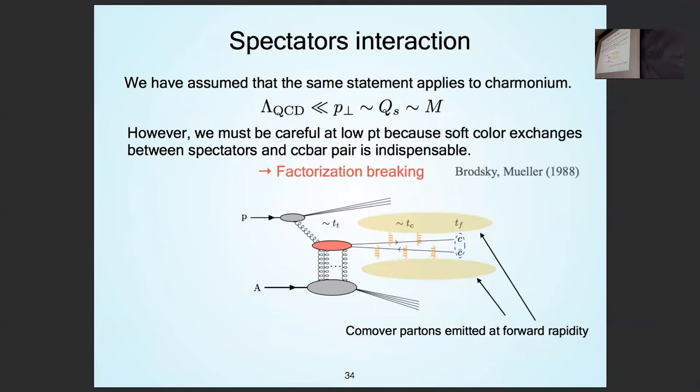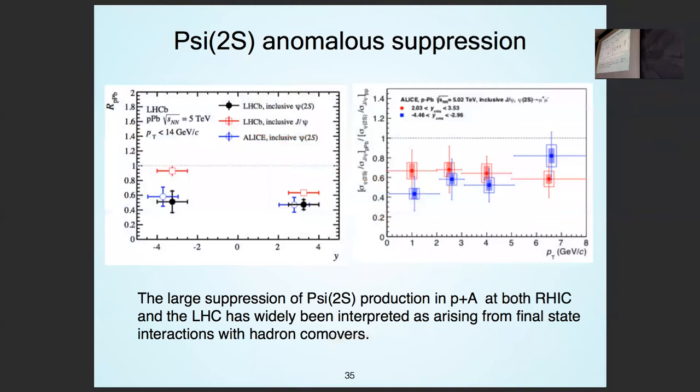However, as I mentioned here, we must be careful at low PT because soft color exchange between spectators and the c-cbar pair is indispensable. As a result, this interaction is expected to break the factorization. This was pointed out by Rosenfeld and Mueller's paper back in 1988. So for proton-nucleus collisions and charmonium production, we have to consider comover interactions in the final state. But this is not so easy, so we have to put in some model to estimate this quarkonium factorization breaking effect.